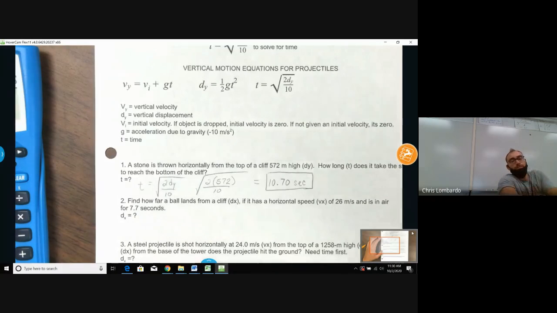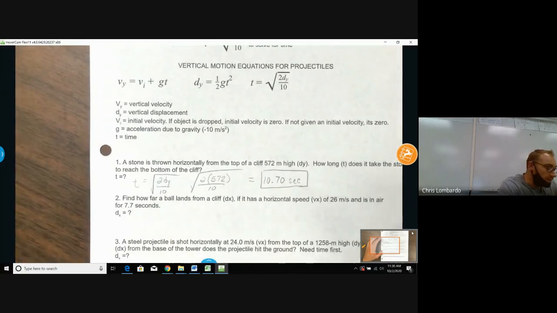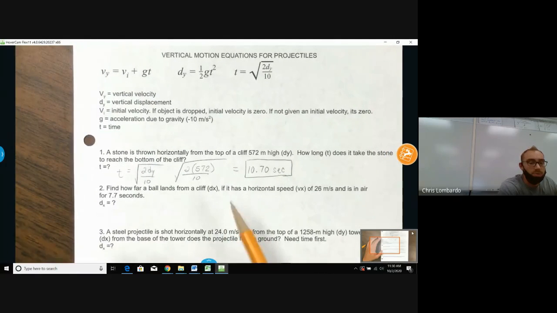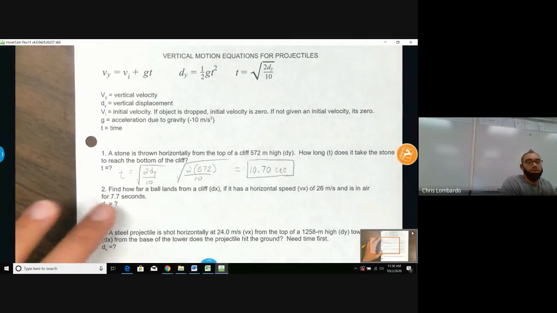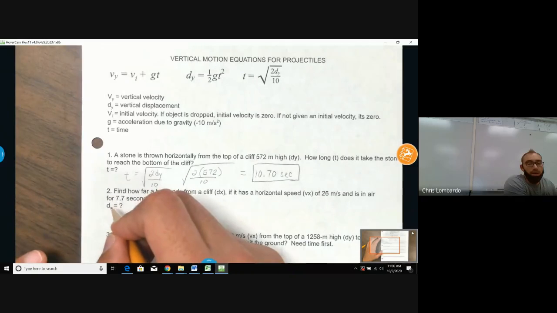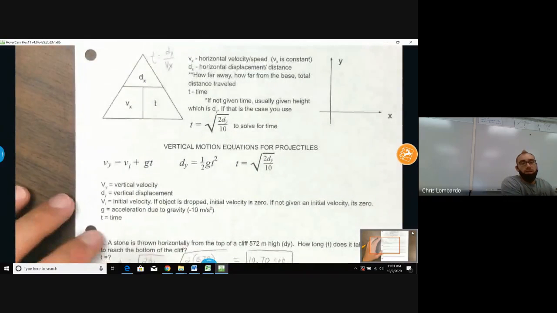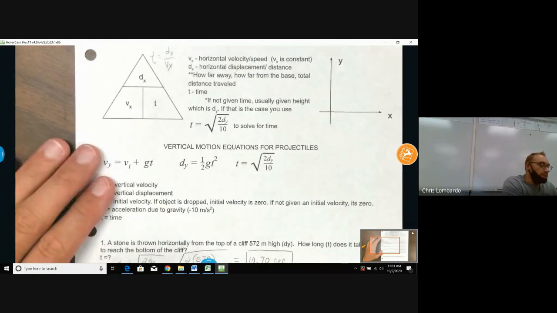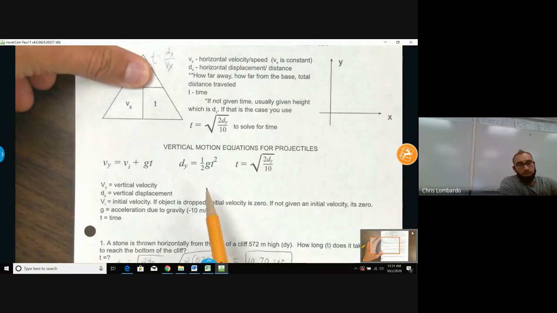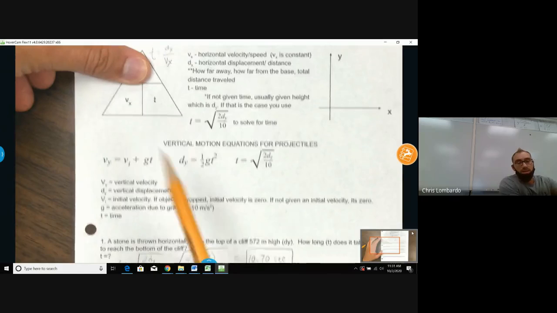The next one. How far does a ball land from a cliff? dx, that's what we're looking for, if it has a horizontal speed, which is vx, of 26 meters per second, and is in the air for 7.7 seconds. So dx is our question mark. That's how we would always write these things out. If you know what you're looking for, write it out with a question mark, find it on your equation sheet, and then rewrite it down in the problem. So I'm looking for dx. Cover that up, and that is going to equal vx times time.